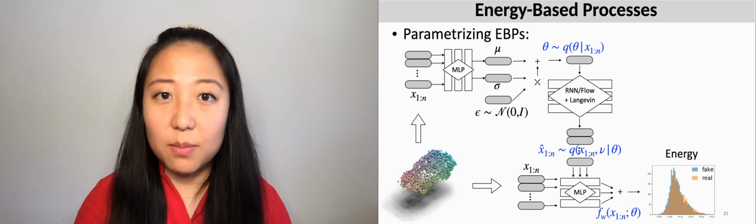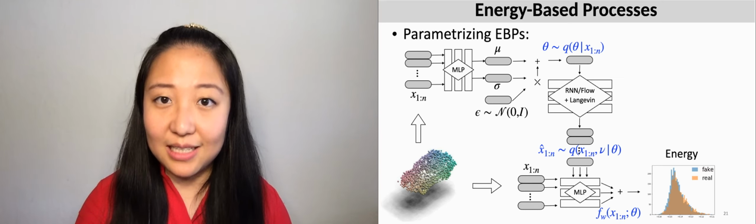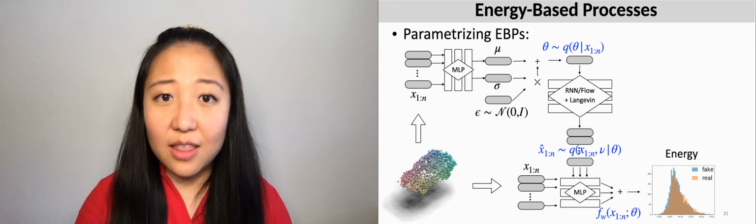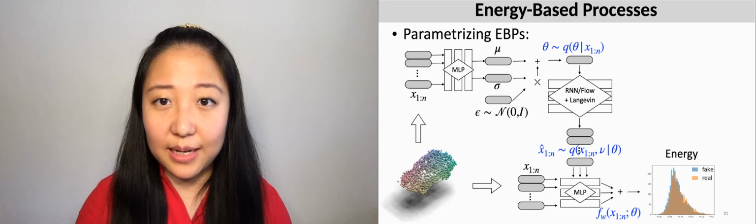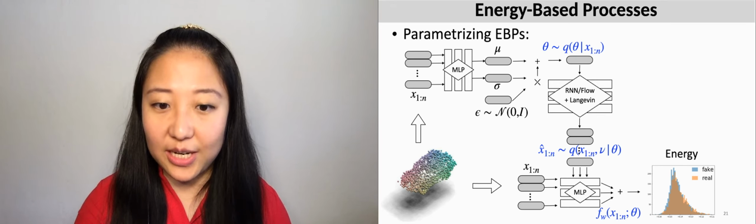Lastly, we input both the original set x1 to n and the generated set x hat 1 to n to an MLP to train the energy function. Note here that in order to preserve exchangeability, points in the set go through the MLP independently, and a final order invariant aggregation function, such as summation, is applied to the points to obtain the final energy.